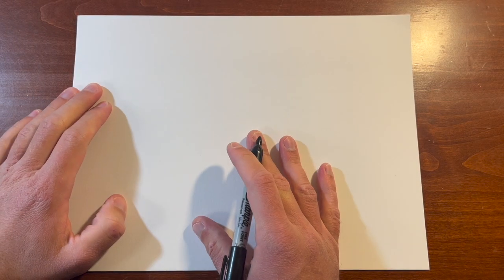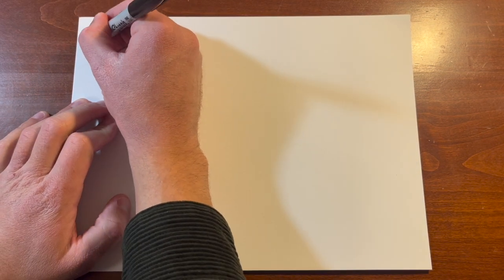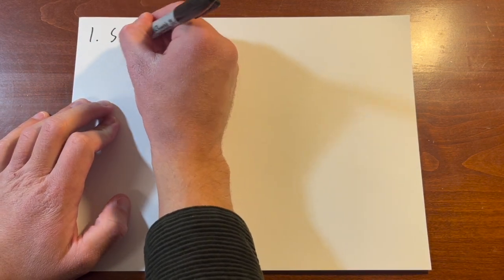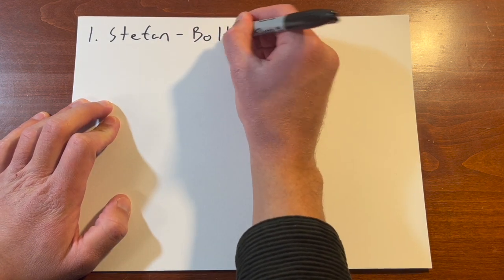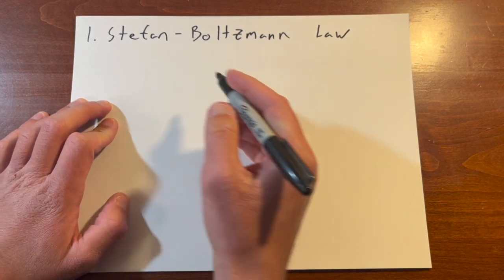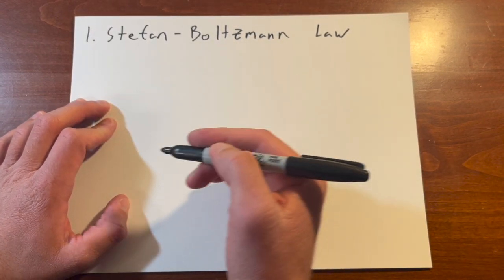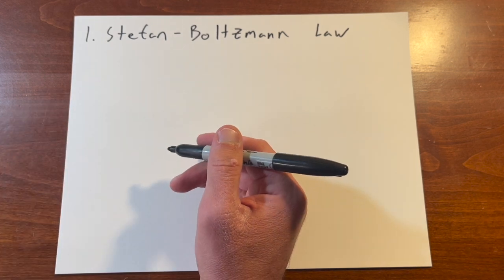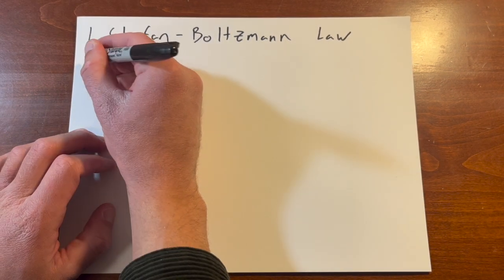All right, so in order to do this calculation, we really only need two main concepts. The first one is the Stefan-Boltzmann Law, which allows us to relate energy transfer or heat transfer to the temperature of an object.